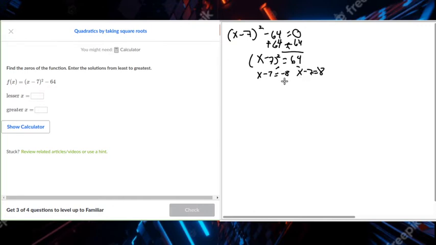So I'm going to add 7 to both sides, and I'm going to get x is equal to negative 1. I'm going to add 7 to both sides, I'm going to get x is equal to 15. Okay, and I can check that. I can substitute. Negative 1 minus 7 is negative 8, squared is 64, minus 64 is 0. 15 minus 7 is 8, 8 squared is 64, minus 64 is 0.